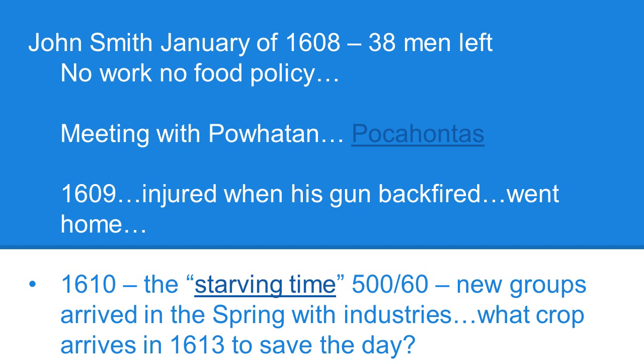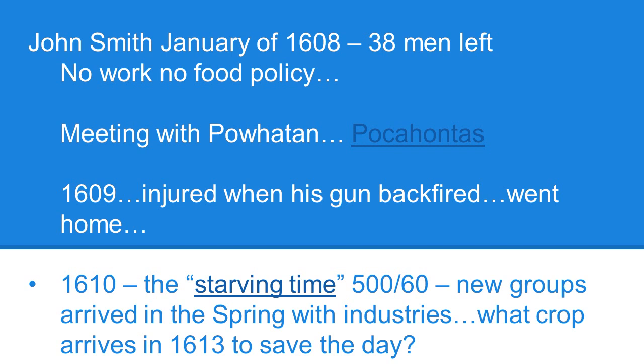None of them were working. The woods were full of animals that they could have been hunting, but they weren't. The waters were full of fish. They weren't even trying to fish anymore. They were basically depending on the kindness of the local Indian tribes and what little they were willing to give them as far as food. And so these men were basically starving to death.